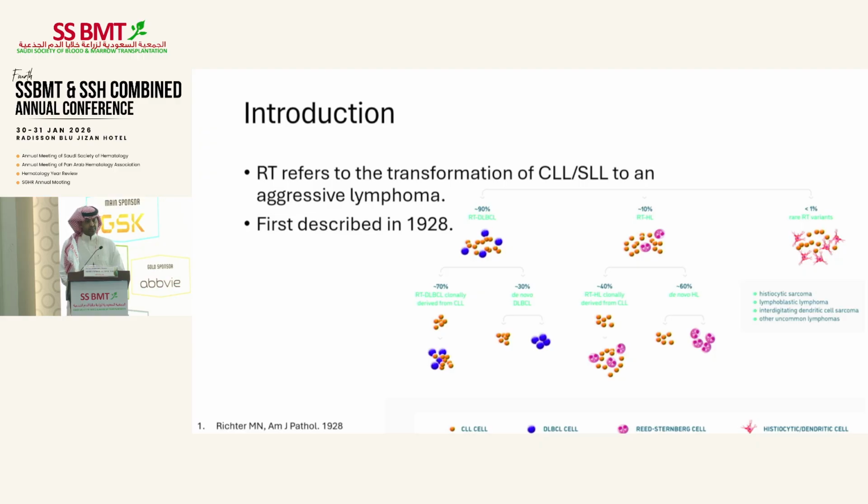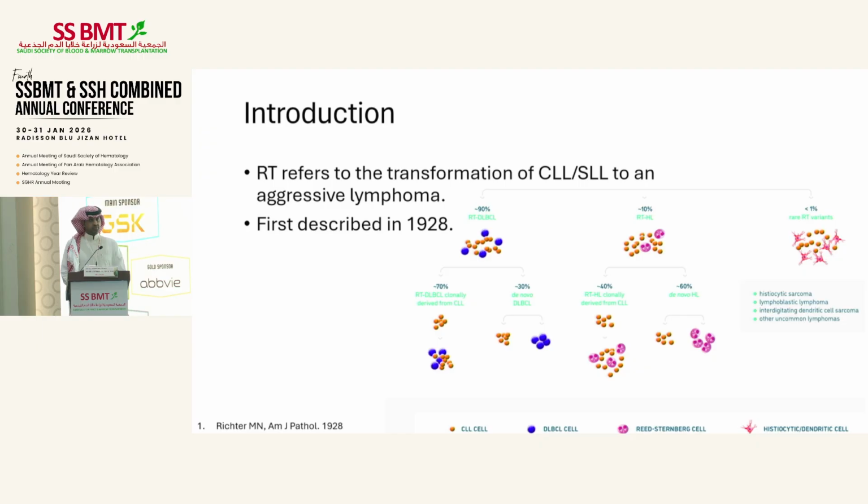It's an aggressive lymphoma. It was first described in 1928 by Maurice Richter, hence the name. And most commonly, patients will develop the diffuse large B-cell lymphoma variant, more than 90% of the cases, as you see here in the figure. Around 10% will develop Hodgkin lymphoma variant, but there are also rare cases of other variants, like histiocytic sarcoma variants they are reporting.